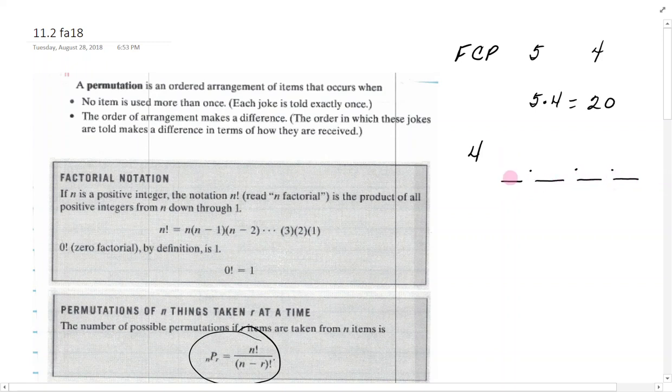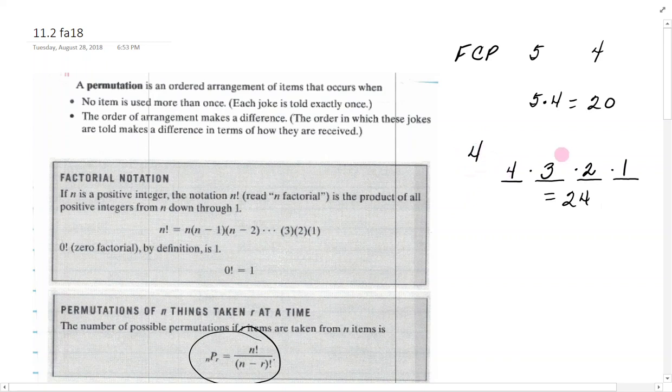There are 4 ways to fill the first spot. There are 3 ways to fill the second spot because one of them is already set. Then there are 2 ways and 1 way. The fundamental counting principle says multiply the 4 times the 3 times the 2 times the 1, and you would get that there are 24 possible lineups if you have 4, I think I call them singers.